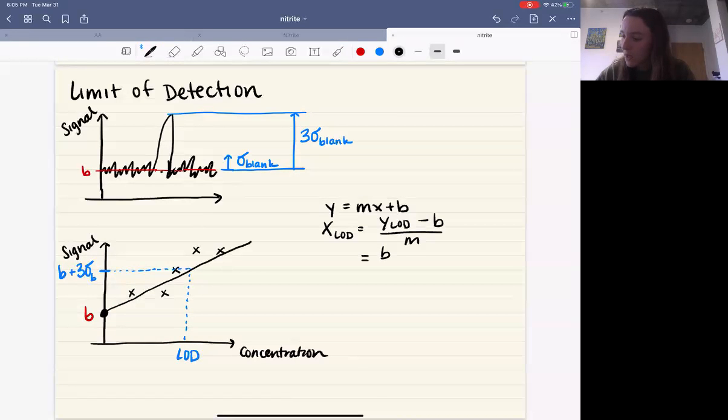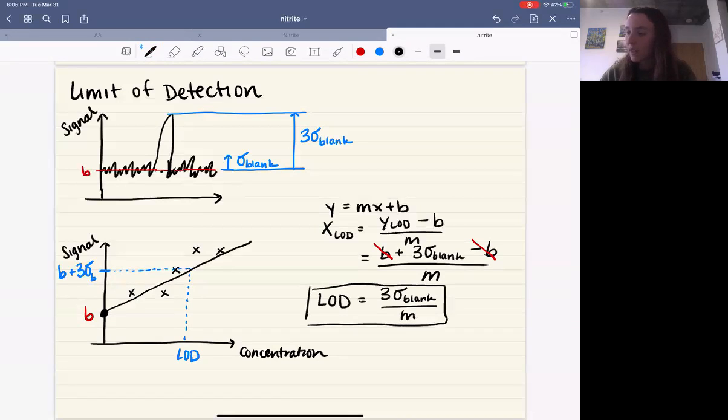x equals b plus 3 sigma blank minus b, divided by m. And now notice we have b minus b, so those cancel out, which leaves us with the formula that the limit of detection is equal to 3 times sigma blank divided by the slope. Okay, so that value represents the smallest concentration at which your instrument can detect a signal reliably.